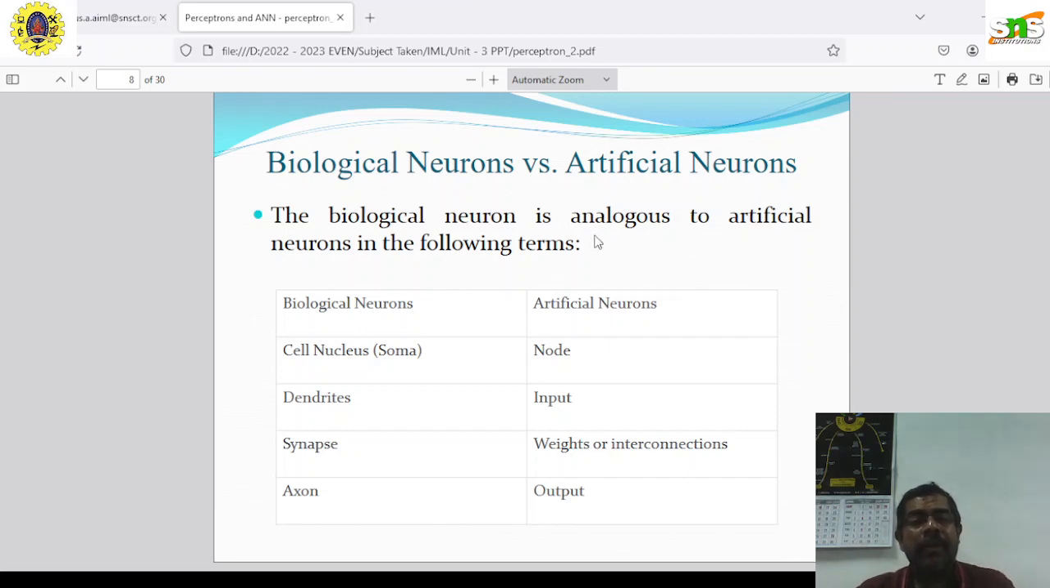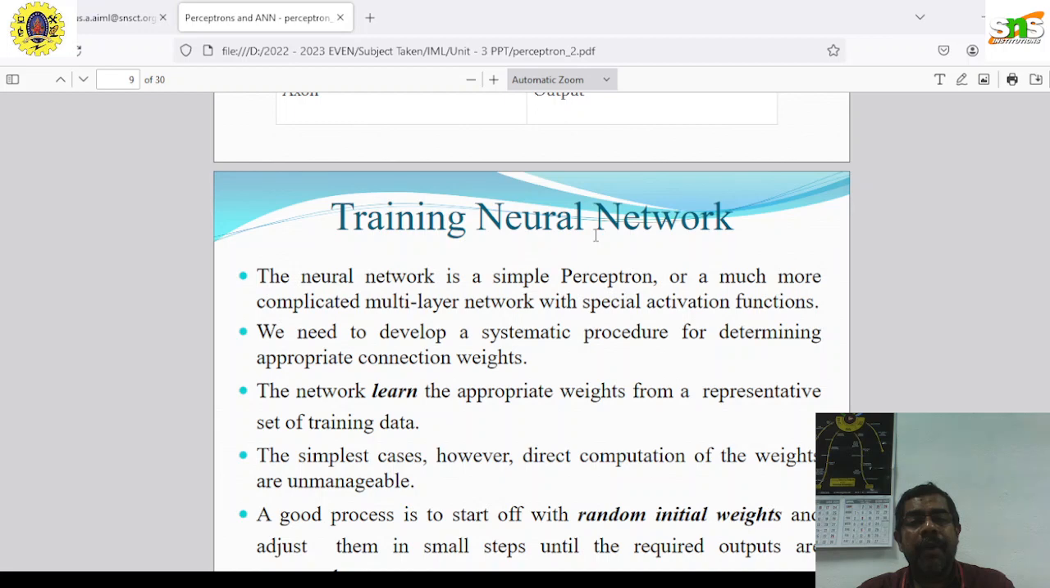Next, we are going to see how we are going to train neural networks. We will continue on this in the next video.